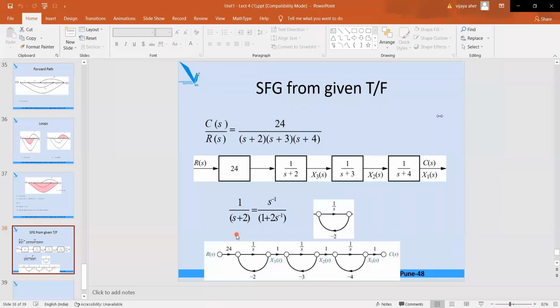Now see, I am going to write the transfer function of the second block. I have taken 1 divided by S plus 2. So I can write it in terms of 1 by S. The same term I can write with 1 by S. I have multiplied 1 by S in both the numerator and the denominator. So I can write this term like this: S raised to minus 1 divided by 1 plus 2 S raised to minus 1, bracket complete. Got it?